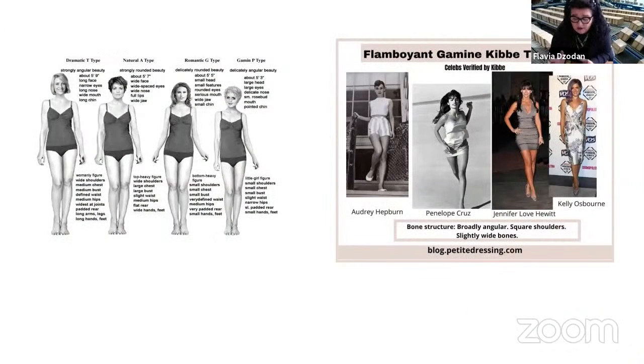According to this taxonomical order, women fall into one of four categories: dramatic, natural, romantic, or gamine. This man categorizes women by 13 different types, divided by yin, soft features, and yang, sharp features, based on the following: bone structure, body flesh, facial features. All four body types share the same set of characteristics: cisgender, thin, white, and able-bodied.